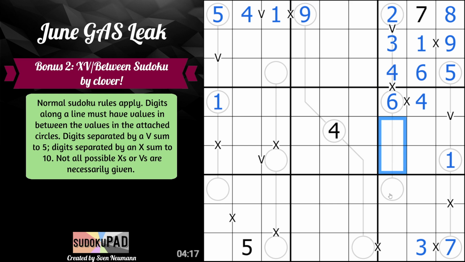2, 3, 4, where's 1 going to go? Well, if this was 1, then you need to put 5 and 5, which is not going to work. So this is high. This could just be 1 again, like over here.